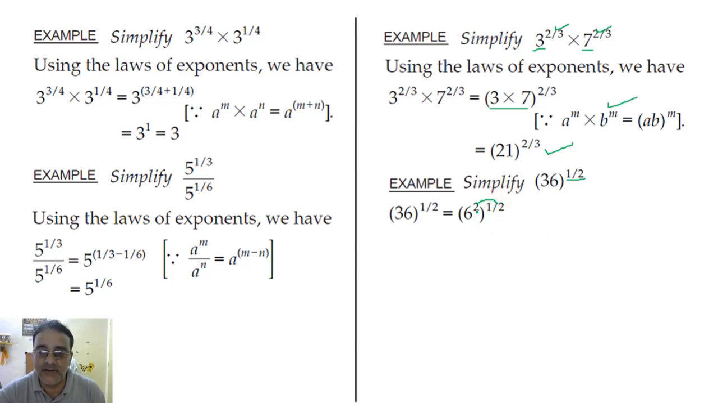And which law we have to use for this? A to the power m whole to the power n is equal to a to the power m into n. Very good. So 2 into 1/2 will get 1 only. ठीक है, 2 cancel हो जाएगा and we'll get 1 only. And this law we have used. So final answer is 6.